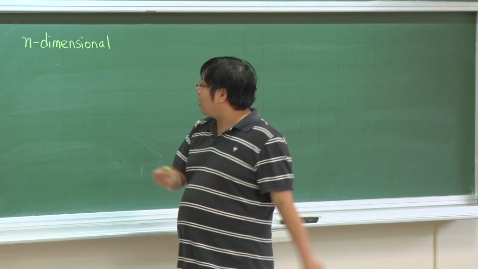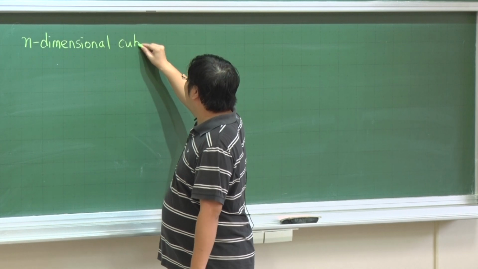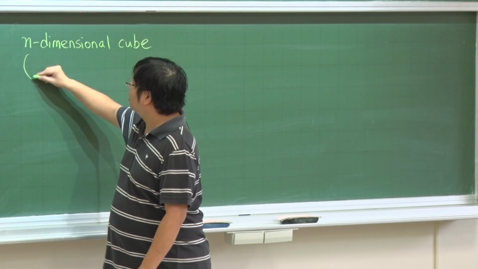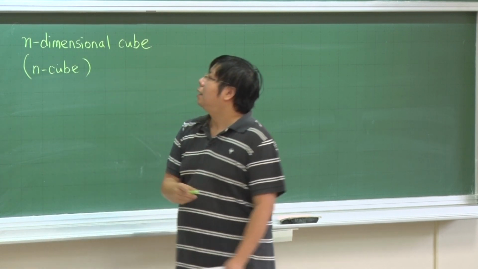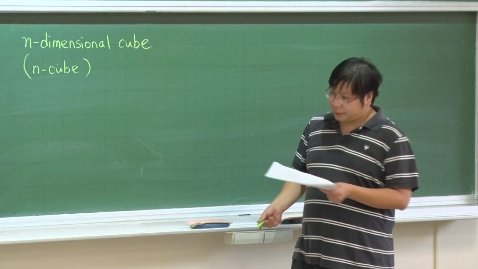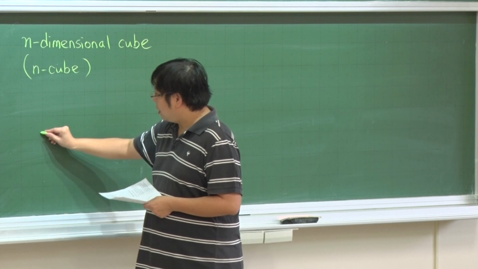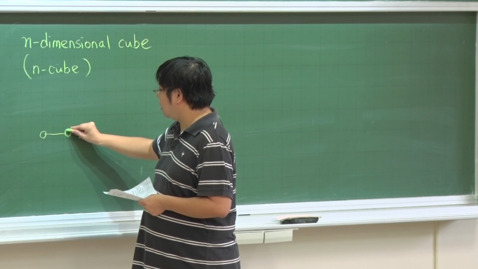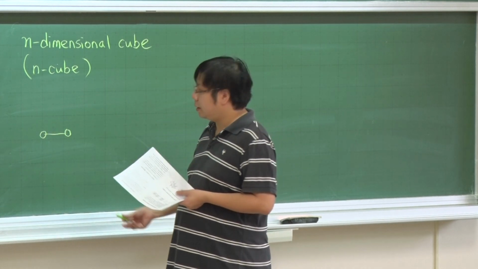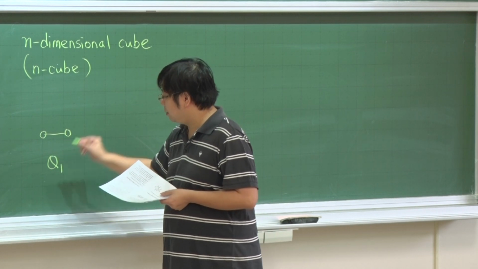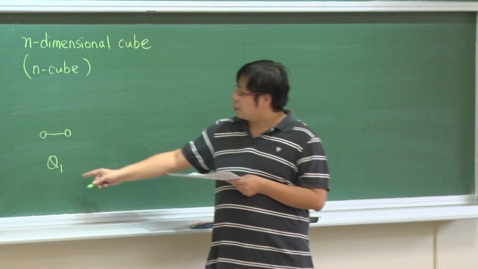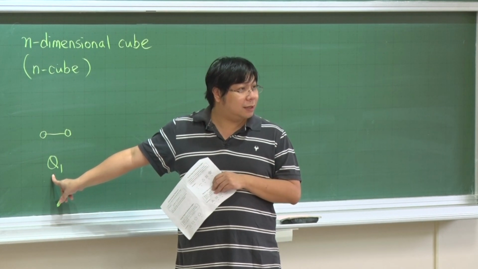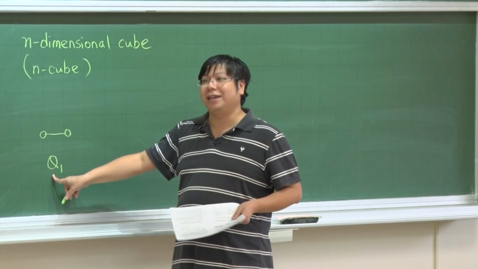So you will see why we call it a cube soon, or n-cube. It is defined like this. First of all, I call a simple edge that has 2 vertices Q1. Is that okay? This is called a one-dimensional cube. We use Q because Q is like cube, okay?